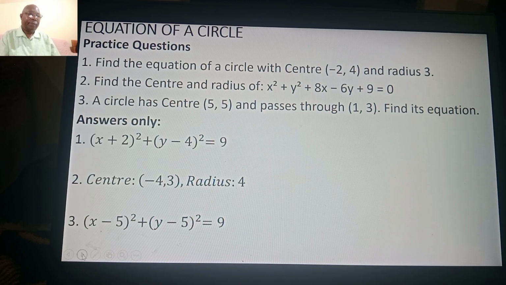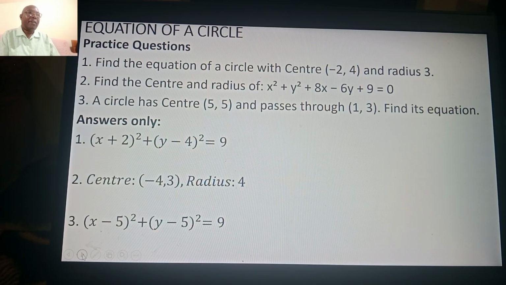Practice questions. Question 1 is, find the equation of a circle with center negative 2, 4, and radius 3. Question 2 is, find the center and the radius of x squared plus y squared plus 8x minus 6y plus 9 is equal to 0. Question 3, a circle has center 5, 5 and passes through 1, 3. Find its equation. So here, I've given you the answers only.